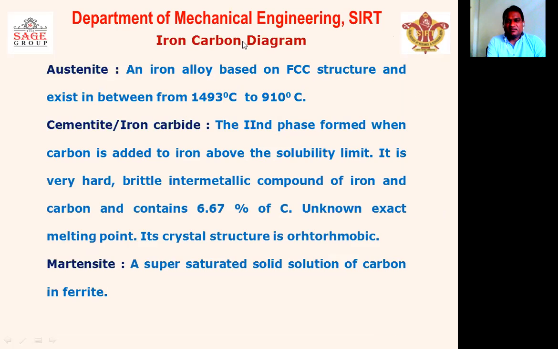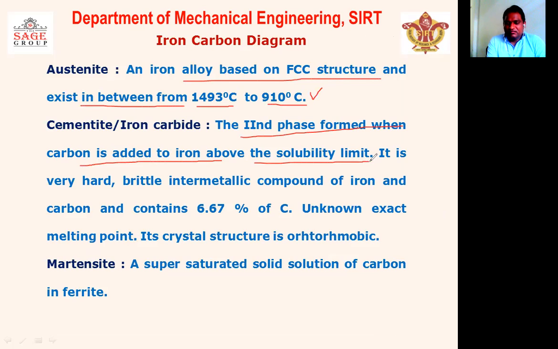What is austenite? An iron alloy based on FCC structure that exists from 1439 degrees Celsius to 910 degrees Celsius. We have already seen this in the diagram. Cementite or iron carbide is the second phase formed when carbon is added to the iron above the solubility limit. But within the solubility limit, it is iron plus carbon, that is steel.